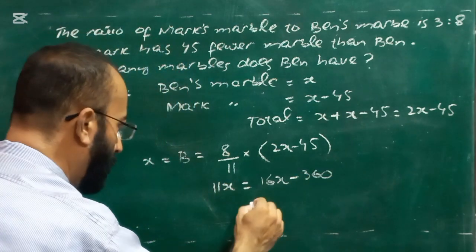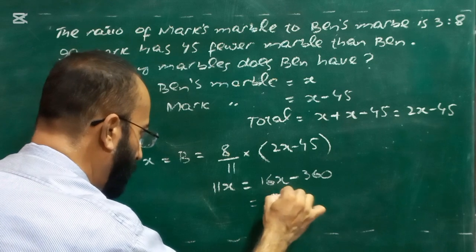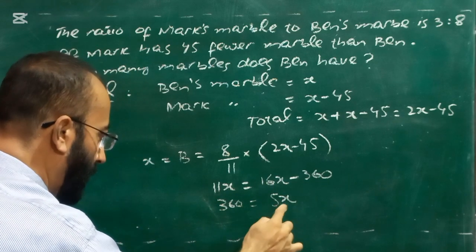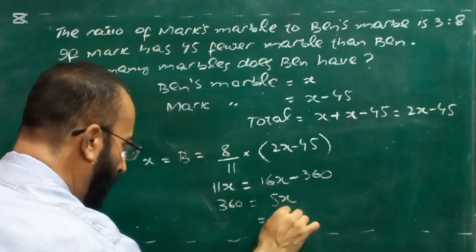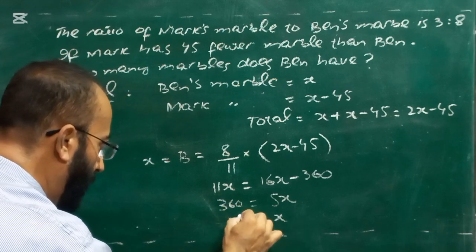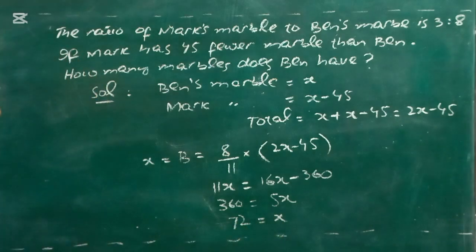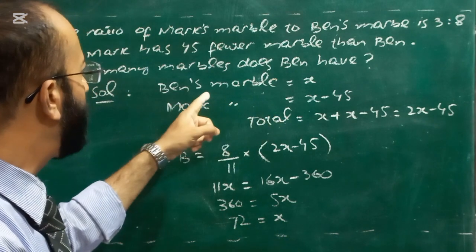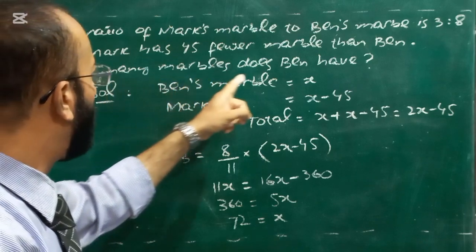This 11x will go to the right side, so the remainder will be 5x, and 360 will come to the left side. 5 will come to the denominator, so 5 7s are 35, 1 will be carried, and 5 2s are 10. So the answer for X is 72, that is X, Ben's quantity. So this is the answer for Ben.